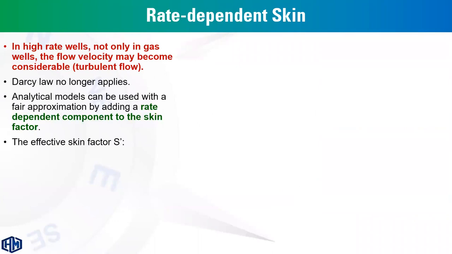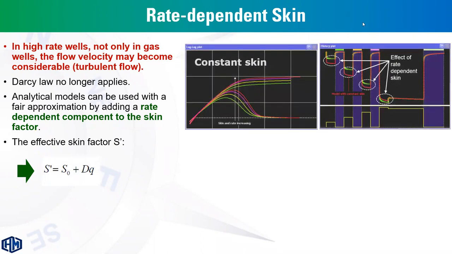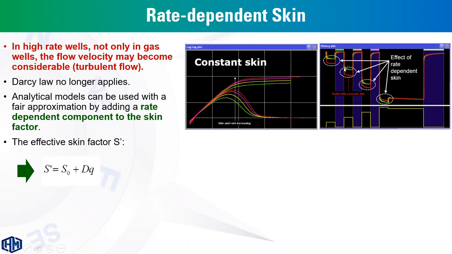So in gas wells or high rate wells, we have another skin, what we call rate dependent skin. The flow velocity in that case will be dependent on the flow rate, which means we have turbulent flow. In that case, we have to evaluate the rate dependent skin and its effect on the pressure response and production profile. So in this test, this is the effect of rate dependent skin, and the model in red color, with a constant skin, is not matched with the measured pressure response due to the effect of rate dependent skin.